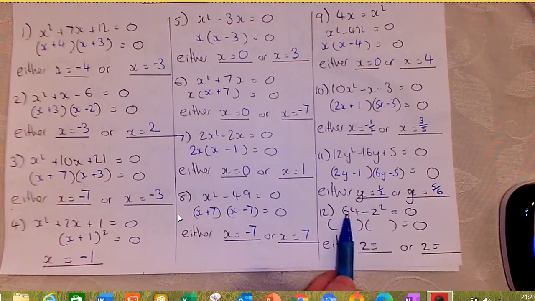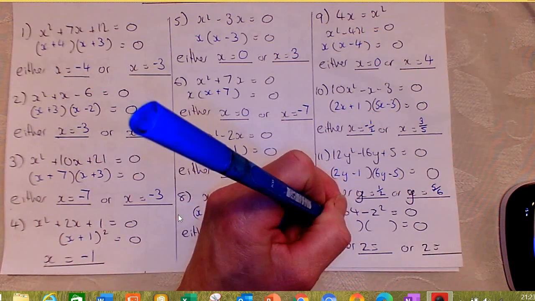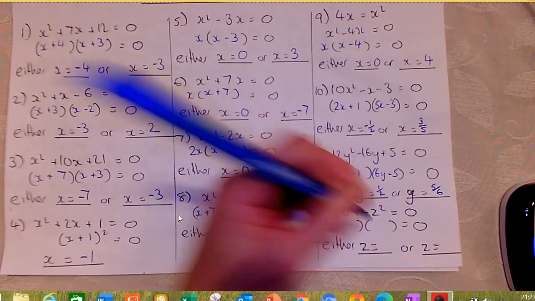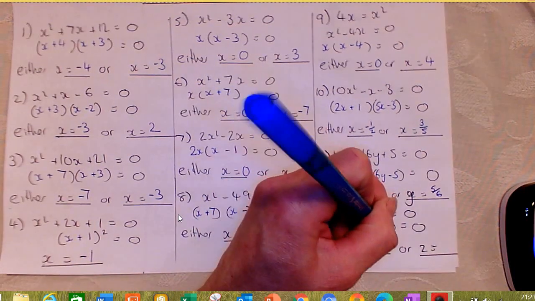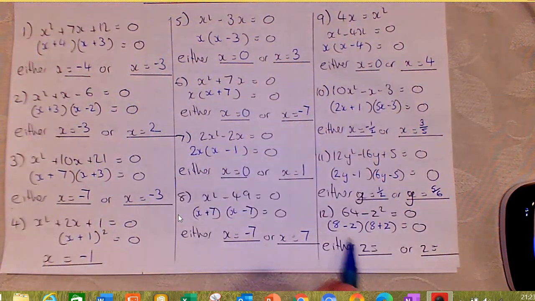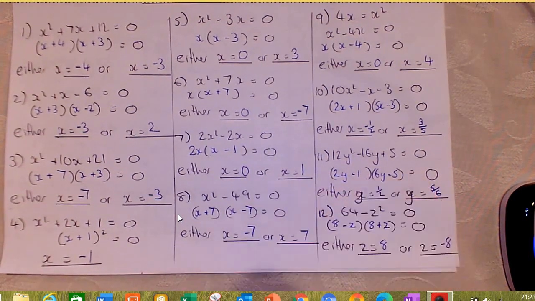You've got the difference of two squares here. Look, that's a square number, that's a square letter. So I square root, so that's going to be an 8. That's going to be an 8. And then I can do minus z, add z. And then, in fact, z has to be 8 or negative 8. So that's the first 12.